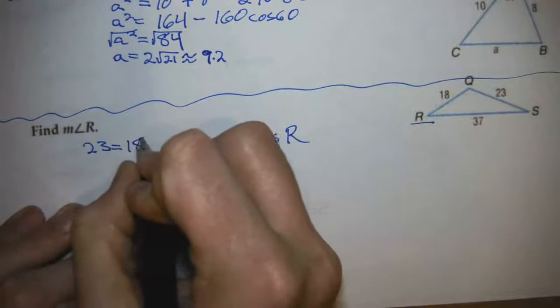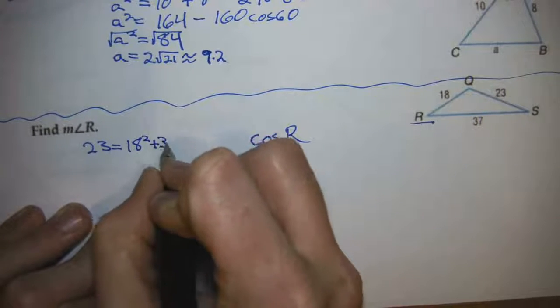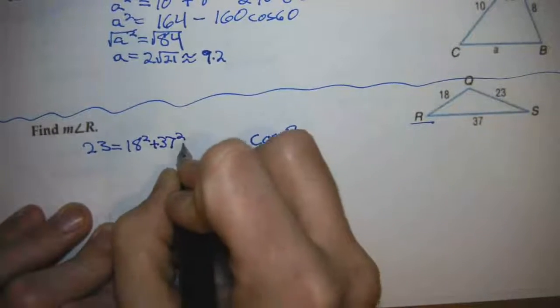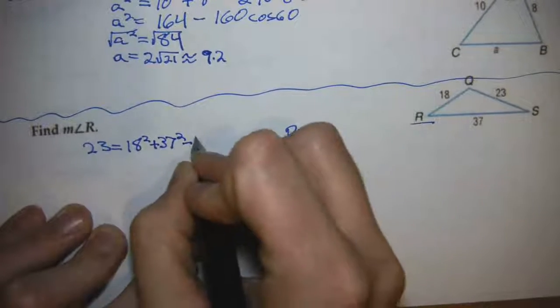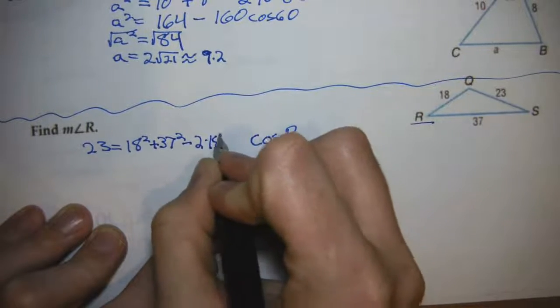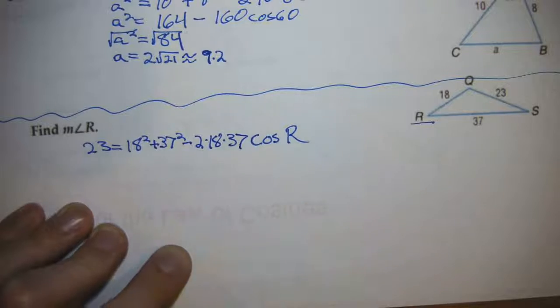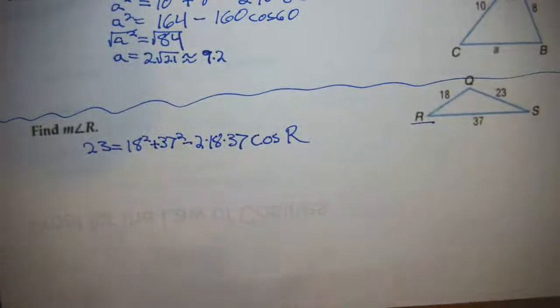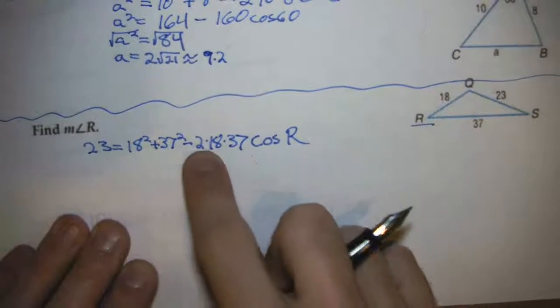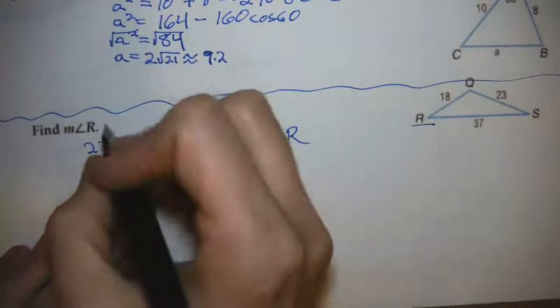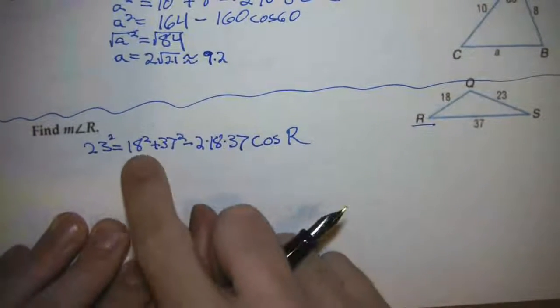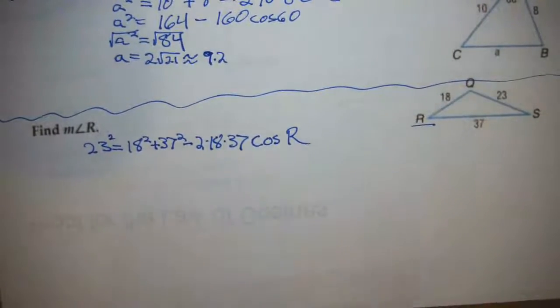So 18 squared added to 37 squared. Subtract. Remember, I need those to appear twice, so 2 times 18 times 37. Now, at this point, again, you're going to be tempted to try to type all of that into your calculator. Oh, forgot my square here. You're going to be tempted to try and type all of that into your calculator. For the love of all that's good, don't do that. One piece at a time, folks, one piece. So let's go ahead and do our 23 squared.